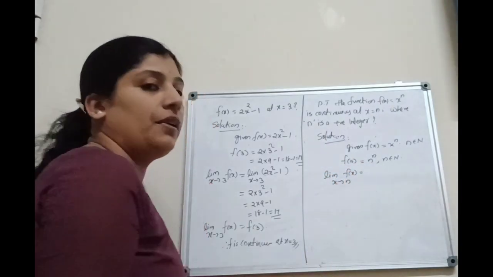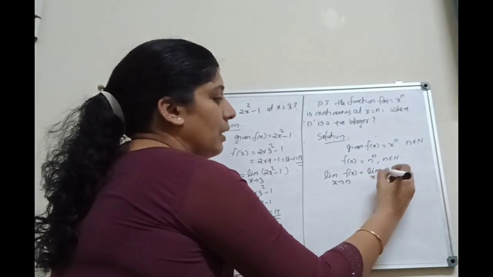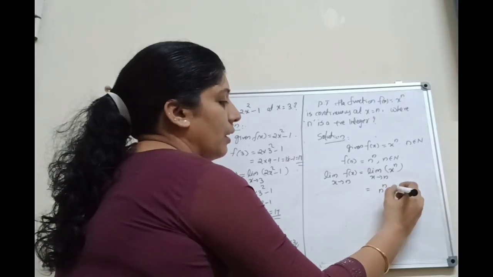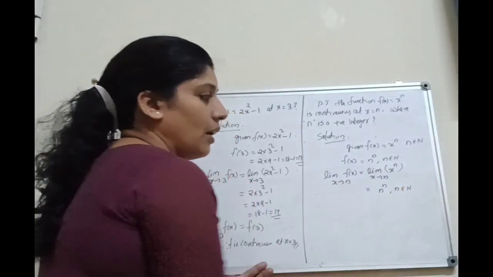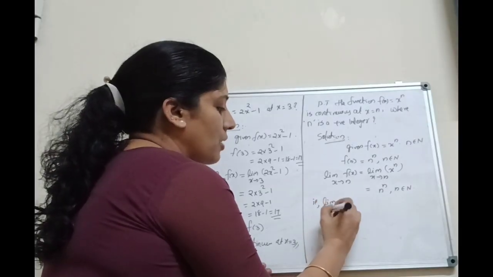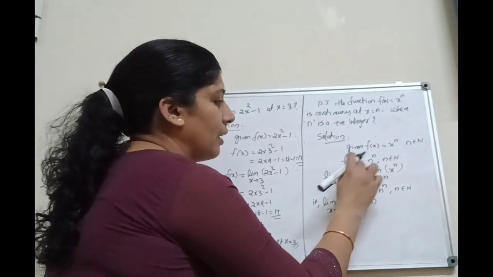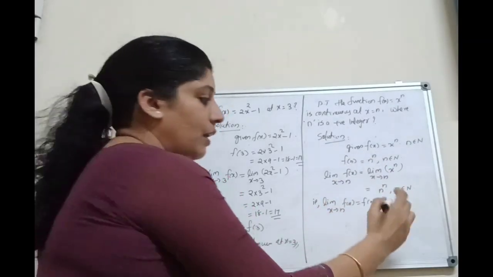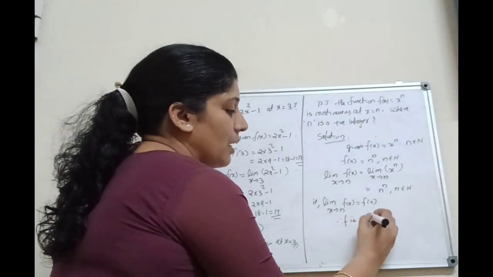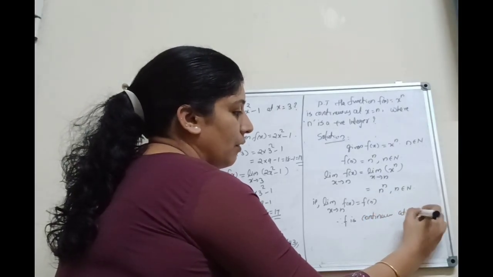What is the value of the limit as x tends to n of f of x? Here the limit as x tends to n of f of x is x raised to n, which is equal to n raised to n. That is, the limit as x tends to n of f of x is equal to f of n, and f of n is also equal to n raised to n. Therefore f is continuous at x equal to n, where n belongs to the natural number system.